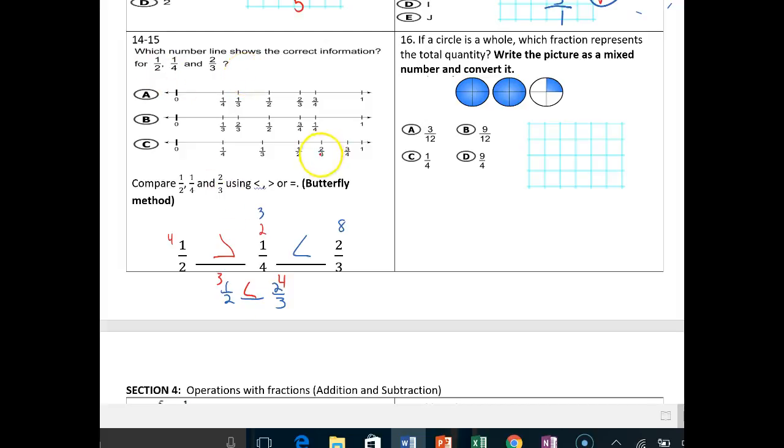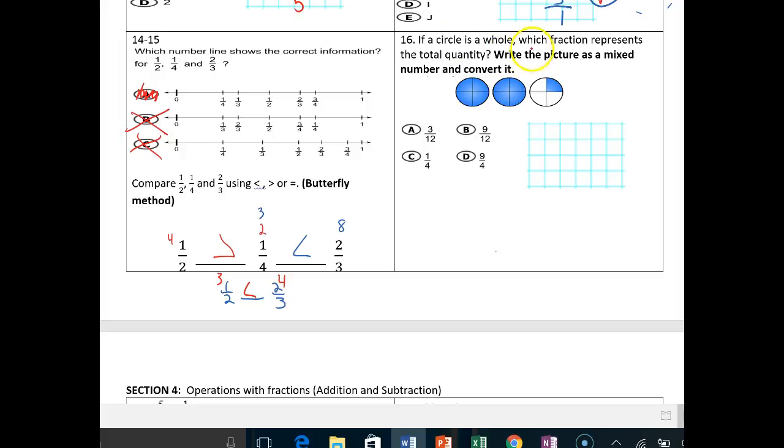So this one has 2/3 furthest down. This one has 1/4, so it's automatically out. And this one has 2/3 furthest down. Great. So now let's use a fraction that we do know. 1/2 should be right in the middle. 0, 1, 1/2, right in the middle. B is already out. 0, 1, 1/2, all the way over here? No. Goodbye. So process of elimination again, A is your correct answer.